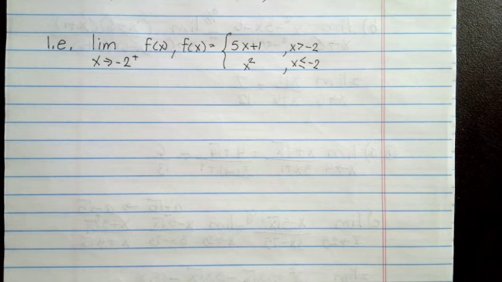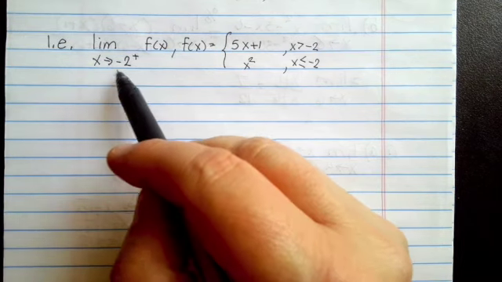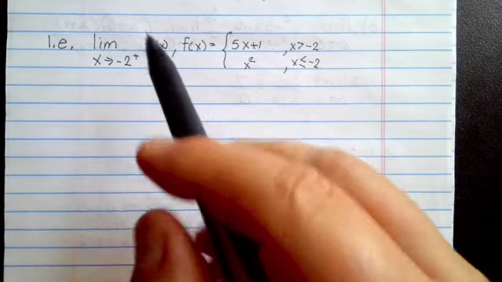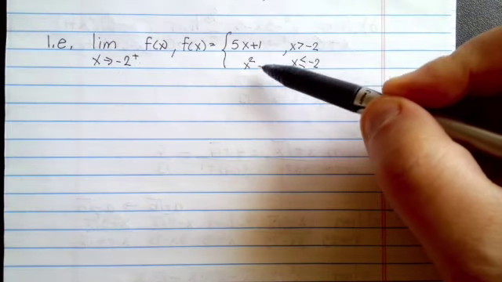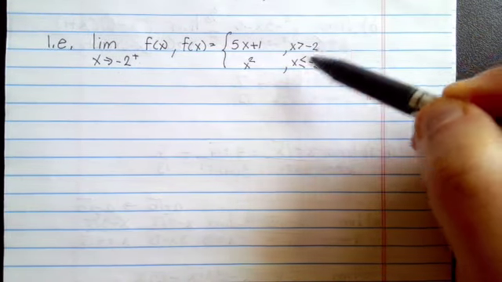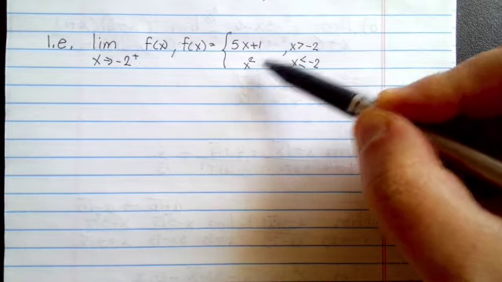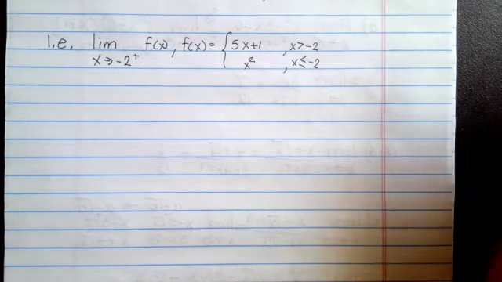Here we have the limit of a piecewise defined function. So we have the limit as x tends to negative 2 from the right of f of x, where f of x is defined to be 5x plus 1 for x greater than negative 2, and it's defined to be x squared for x less than or equal to negative 2.